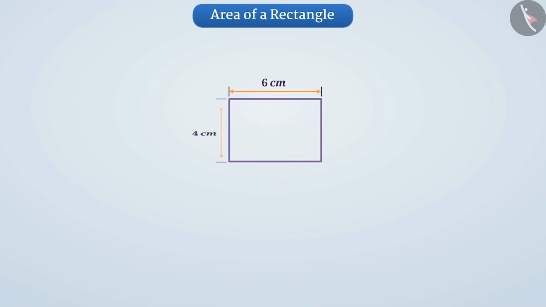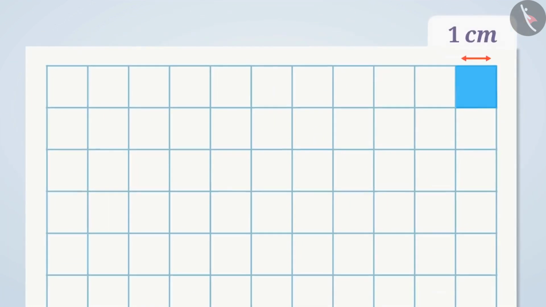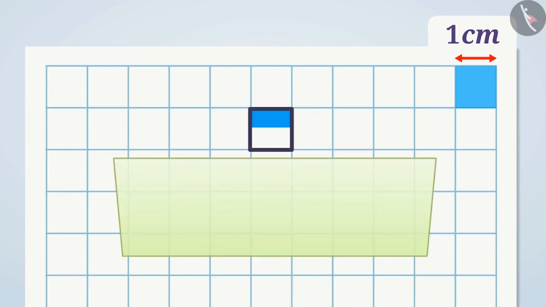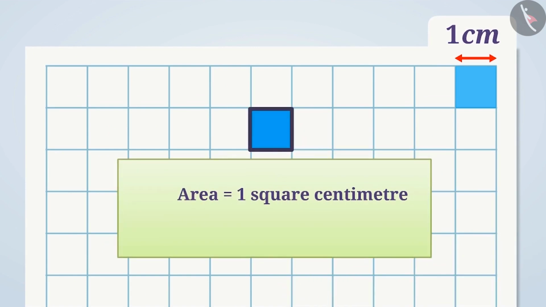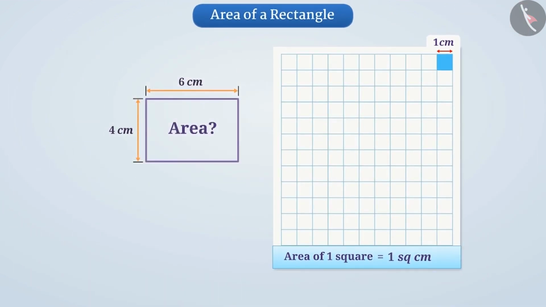Look at this rectangle with length 6 cm and breadth 4 cm. Let's find its area. To find the area, we will use a squared paper or graph paper, where every square measures 1 cm multiplied by 1 cm. Thus, the area of each square is 1 square centimeter. Next, we will make an outline of the rectangle on this squared paper.